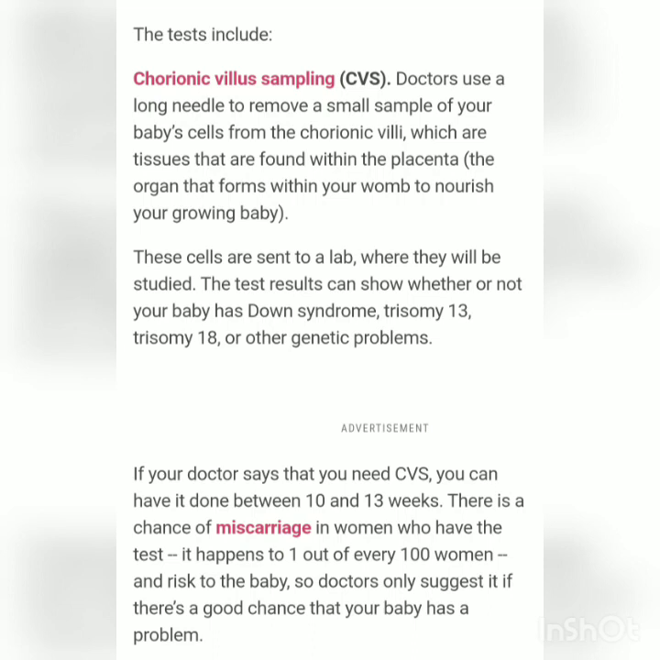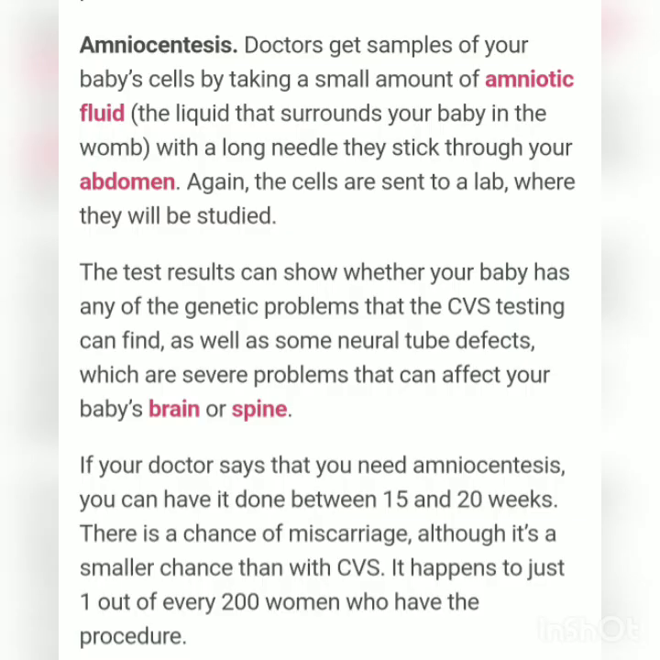And what is the study? It is actually the karyotype study, to see if there are trisomies or aneuploidy or anything like that. The second test is amniocentesis, which you must have heard of. Doctors get a sample of the baby's cells by taking a small amount of amniotic fluid. So chorionic villi can be used, or amniotic fluid can be used. Again, the same genetic problems can be detected via these kinds of tests.